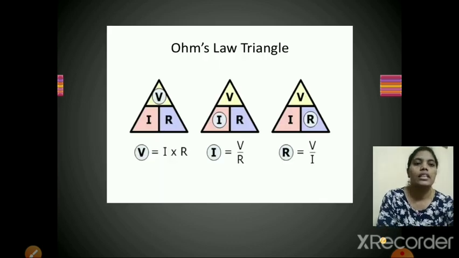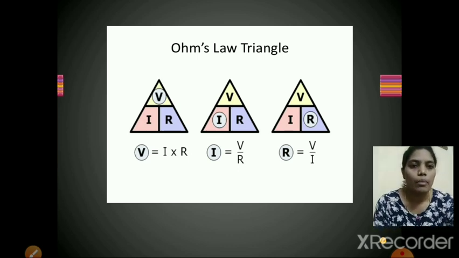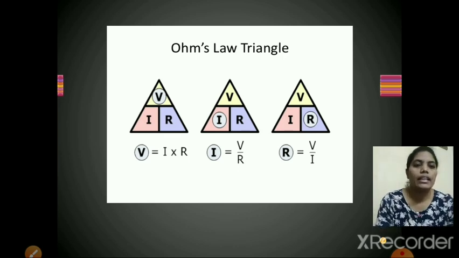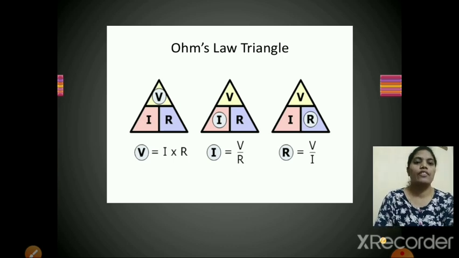Now here you can see we can represent this Ohm's law by using a triangle. In a triangle we divided it into three parts. They are represented by potential difference, electric current and resistance. Potential difference is V, electric current is I and resistance is R. Now in the first triangle we are expressing potential difference as V equals I into R.